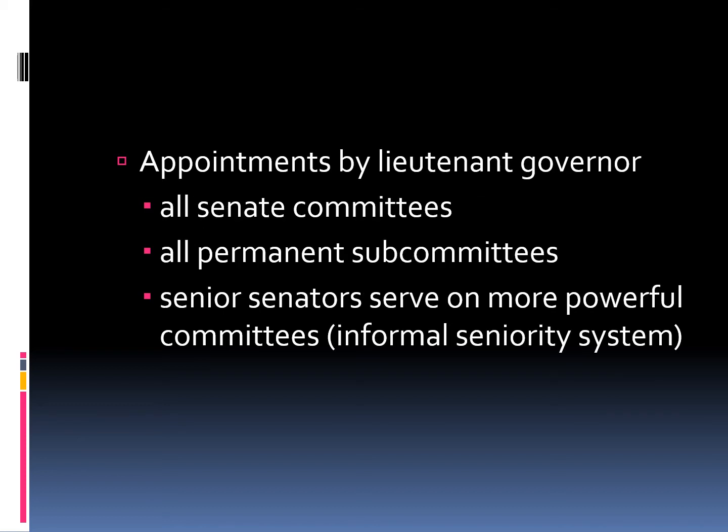Then the lieutenant governor in the Senate will appoint all of the Senate committees and all of the permanent subcommittees within the Senate. And so when it comes to the Senate, there's more of an informal seniority system. It's not as formal as it is at the U.S. congressional level, but there is an informal seniority system, whereby the more senior senators are going to serve on the more powerful, the more important committees, because they have the experience, they have the expertise, they've put their time in.